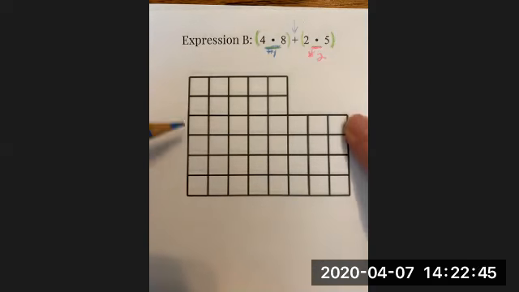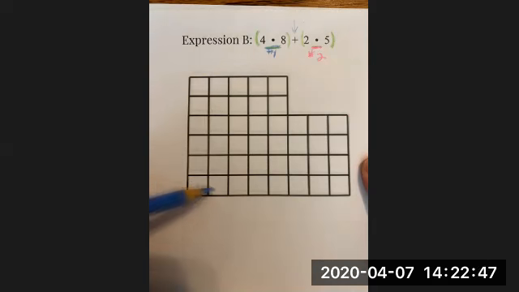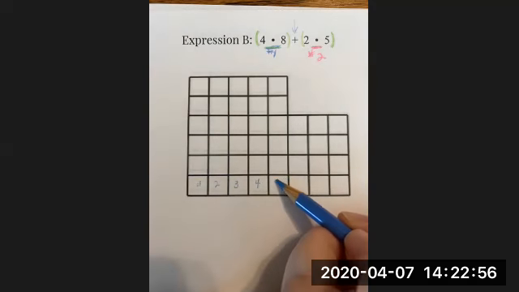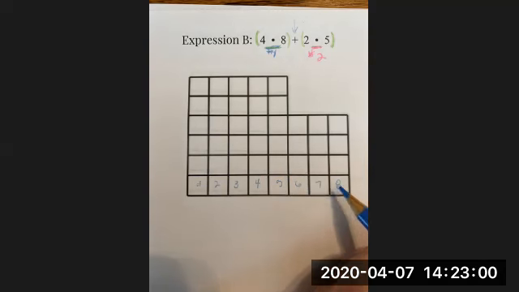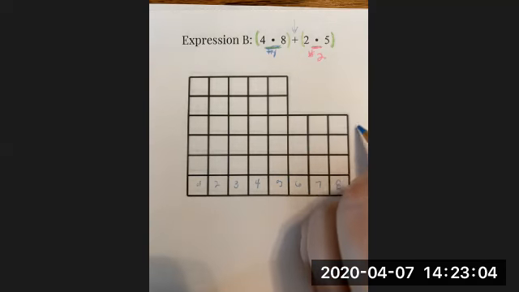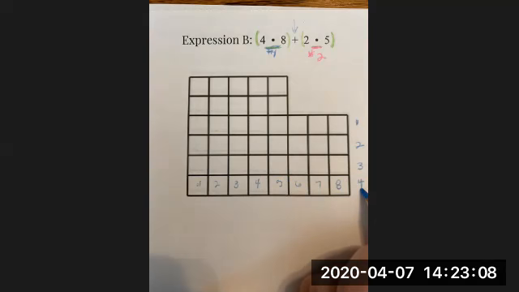Well, when I look across here, I see 1, 2, 3, 4, 5, 6, 7, 8 squares. That's nice. I also see that I have 1, 2, 3, 4 rows of 8 squares. That's where I get the 4 times 8. 4 rows of 8 squares.